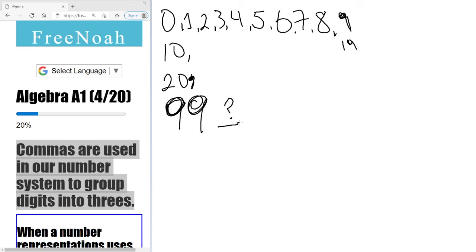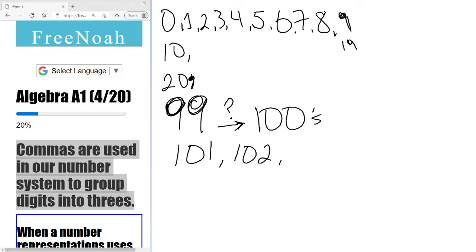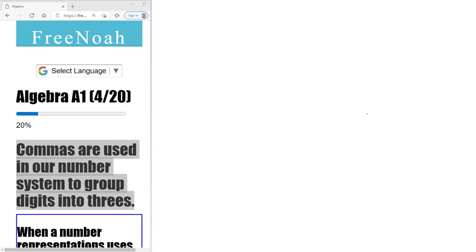Well, we go into what's called the hundreds. Of course, we're just increasing everything by one. Once again, 101, followed by 102, followed by 103. Now, what happens when we get up to 999 and we add one to it? We're going to go into our thousands.